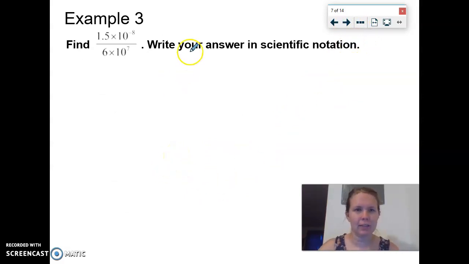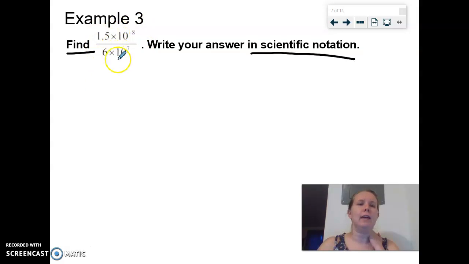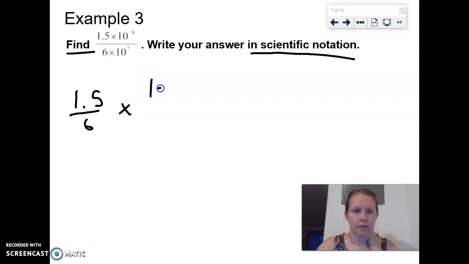Let's see if we can fit this in this time. So we are going to find the answer to this problem. Write your answer in scientific notation. So this time we are given a problem and we want to divide them. So again, we're going to take it step by step by looking at the integer as well as then the powers. So 1.5, so really I'm going to do something like 1.5 divided by 6 times then 10 to the negative 8th divided by 10 to the 7th. All right. You can go ahead and see if you can solve this here.